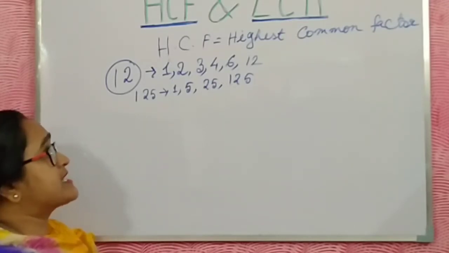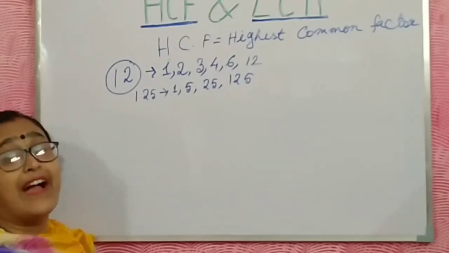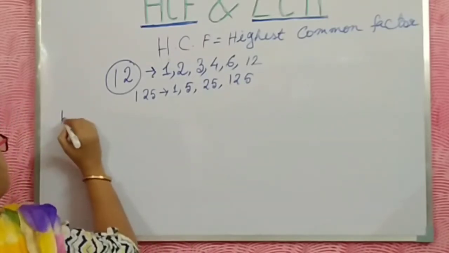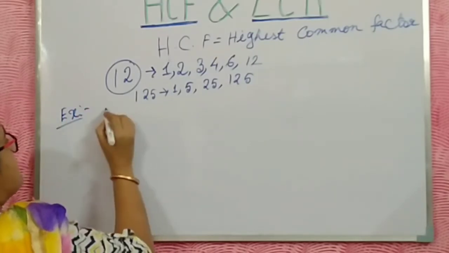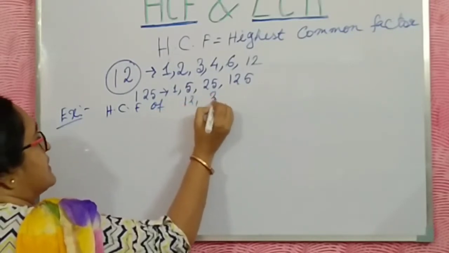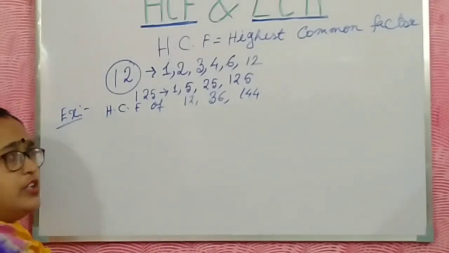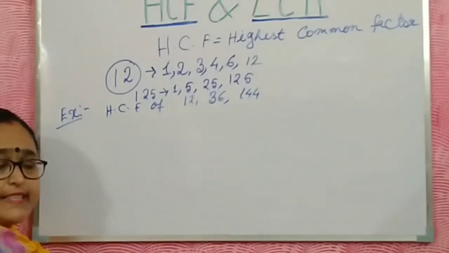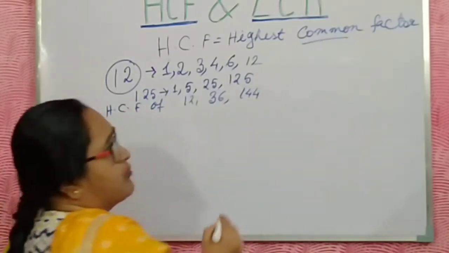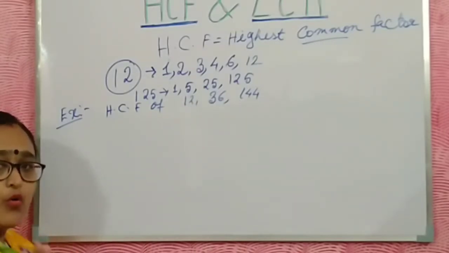Now I discuss HCF. HCF is highest common factor. This is called the HCF. Now I am taking an example. You just find the HCF of 12, 36, 144. First of all, you find all factors. Then you check the common factors. Then which factor is the highest? This is the HCF.